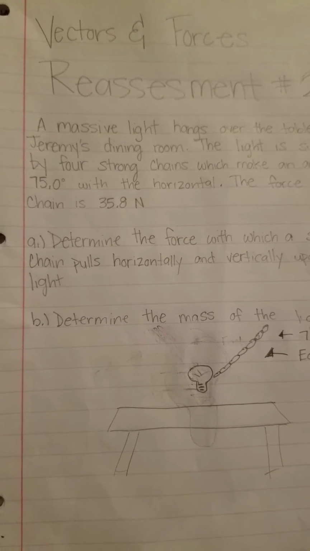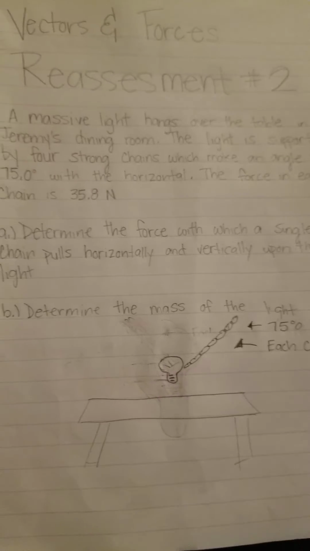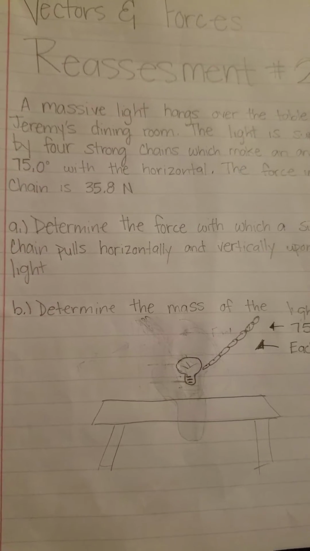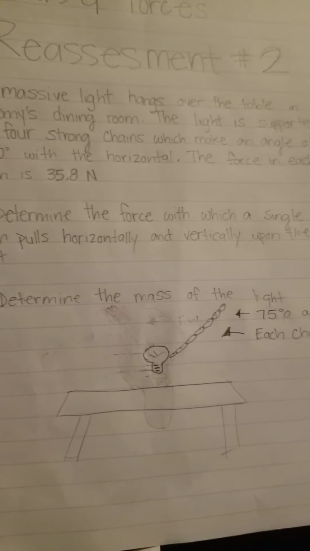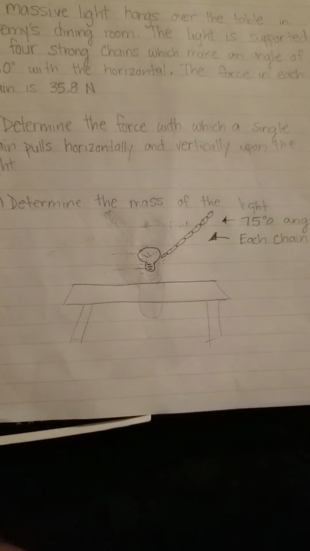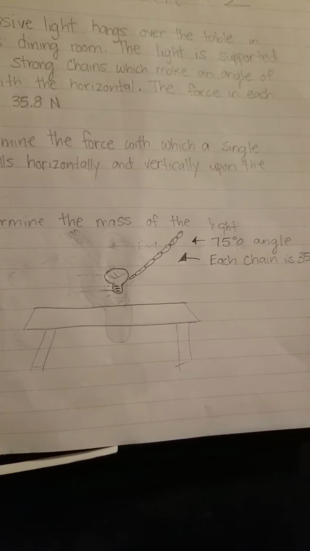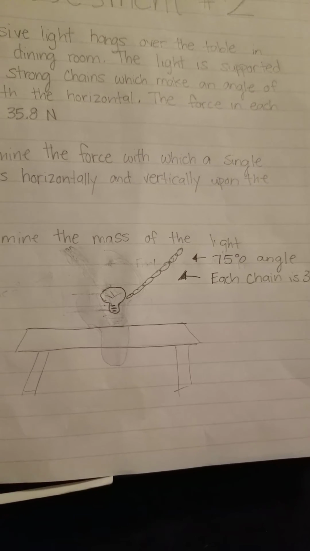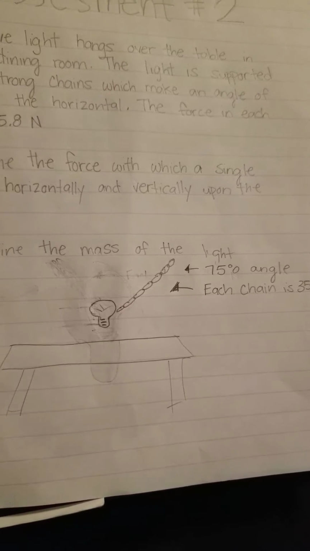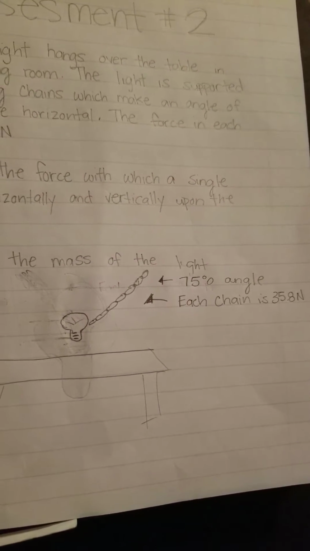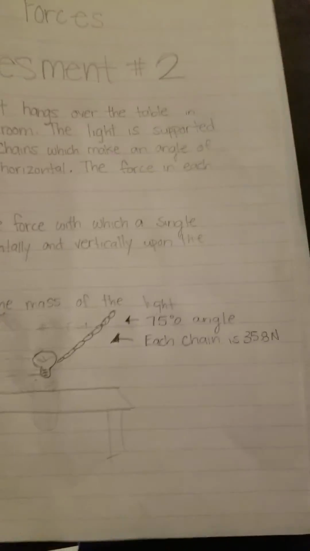From this question we are asked to determine the force with which a single chain pulls horizontally and vertically upon the light. And for part B, it asks to determine the mass of the light. So in order to start this problem, I drew out a free body diagram that states the angle at which the chain is being held by the light, and then I also wrote that each chain is 35.8 newtons.